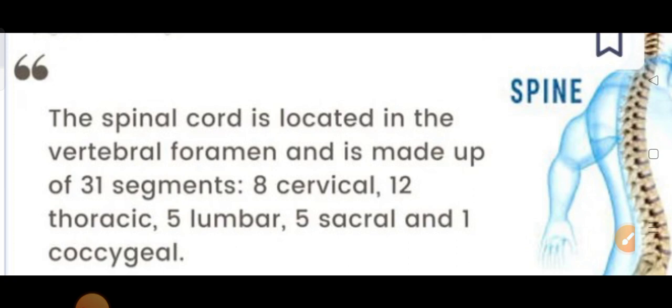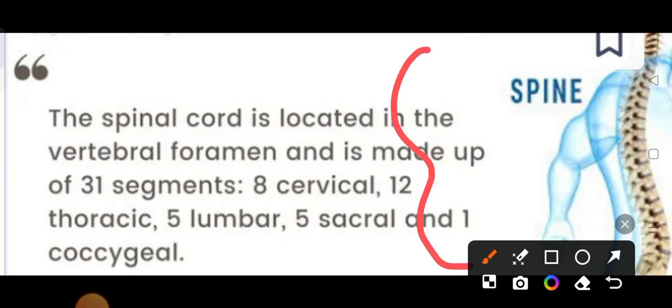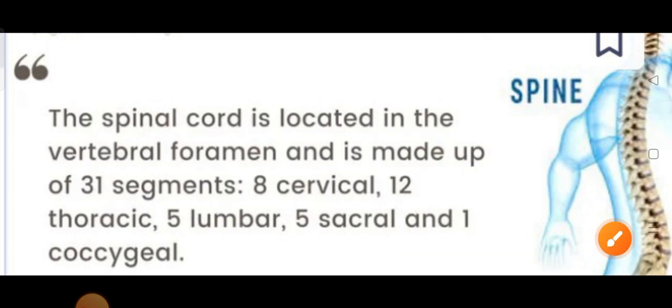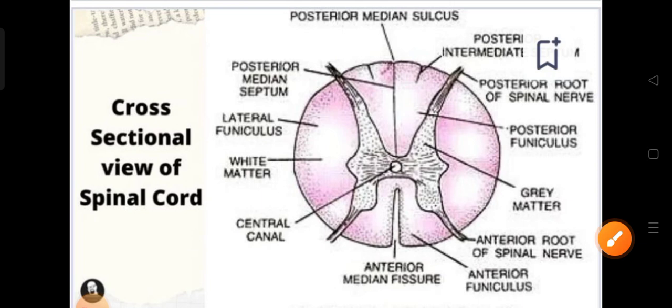This is the cervical, this is the thoracic, this is the lumbar, this is the sacral, and the last one is the coccygeal. Here is the posterior median sulcus in the cross sectional view of the spinal cord. If you cut the spinal cord, the cross sectional view looks like a butterfly structure.